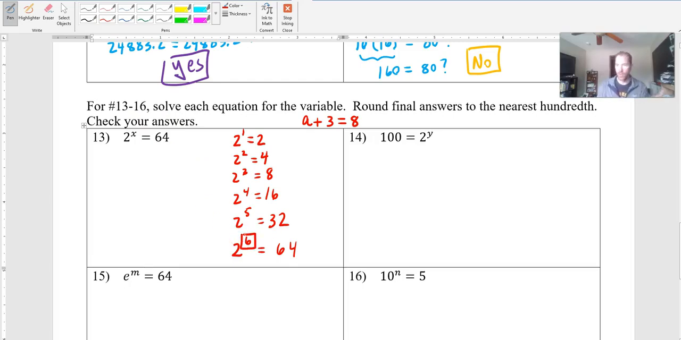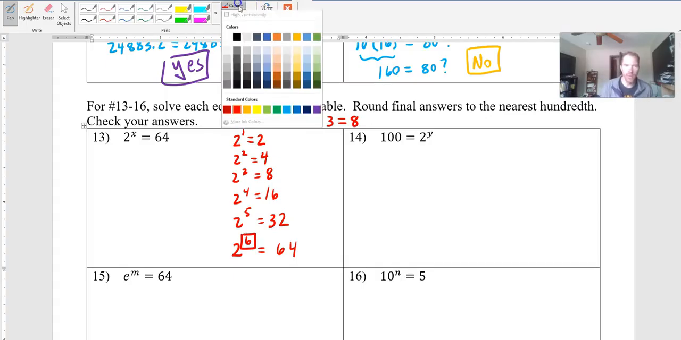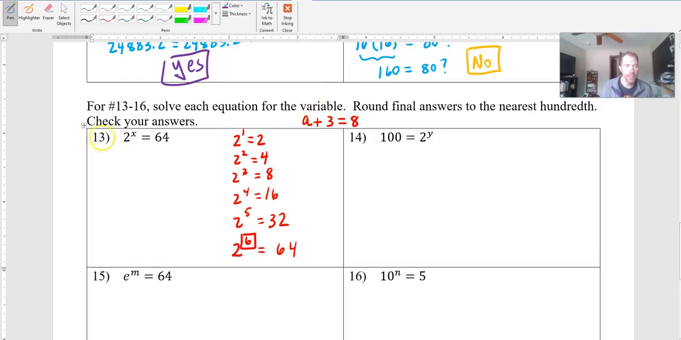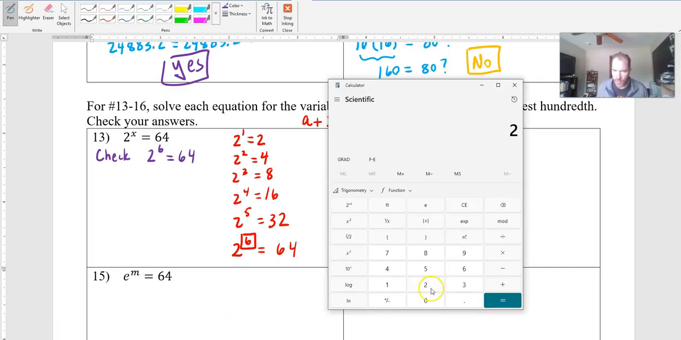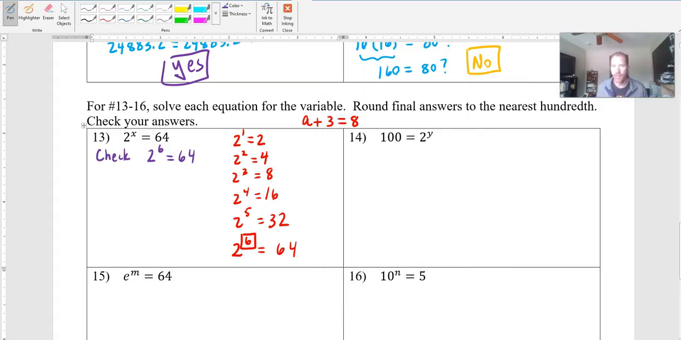But if you didn't know that, or if it wasn't nice numbers like that, how would you come up with the 6? So I'll take you through that. First of all, we can check that. Let's go ahead and do the check step. Let me make sure 2 to the 6th power equals 64. Let's bring up the calculator there. I'm pretty sure that's what it is. All right, so 2 to the power of 6 equals 64. Okay, so that is correct.